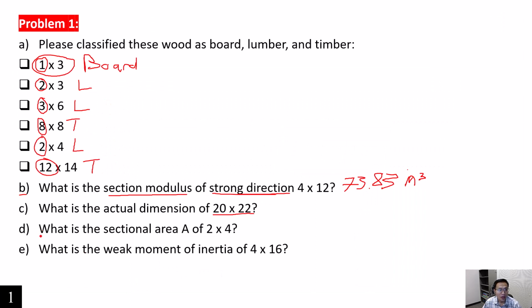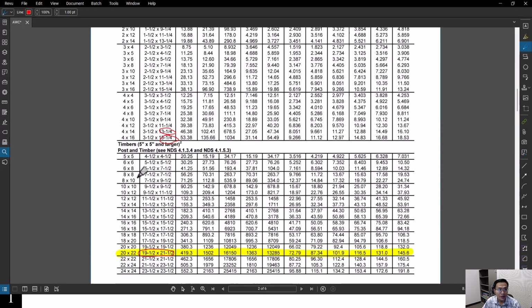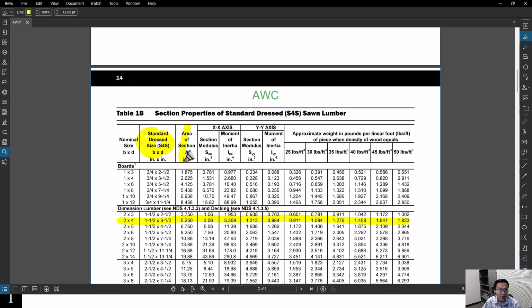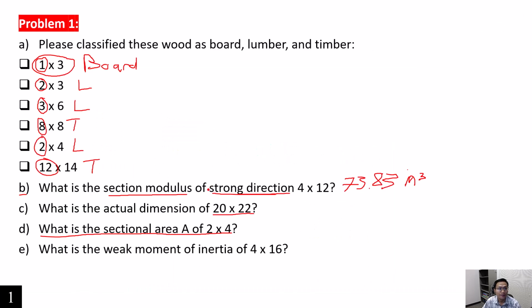All right, next one. What is the sectional area A of 2x4? Which means, what is the cross-section area when we cut the wood? What is the cross-section of that one? 2x4. So now if you go back here and you check for 2x4 right here, and then you can check for the cross section, and that one will equal 5.25 inch squared.